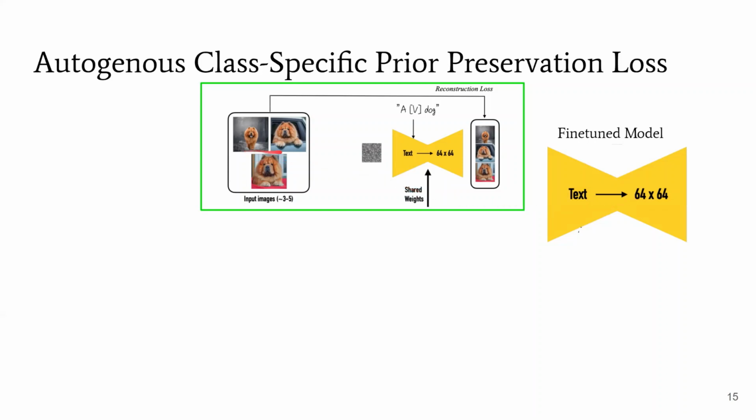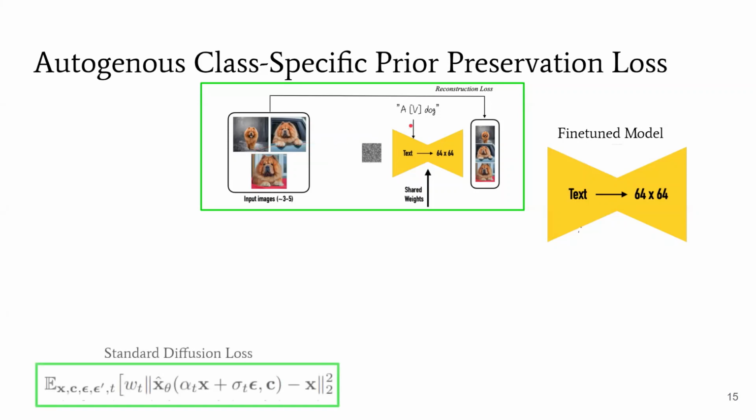So what we do is we take some of our input images, about 3 to 5 images of a novel subject, and we take a noise map. We prompt it with a V dog, so this is the rare token again. And what we expect is that our model should be able to take this noise map and generate very similar images to the input. Now, this is essentially, actually exactly standard diffusion loss. This is something we've all come to know and love, and we should be quite familiar with.